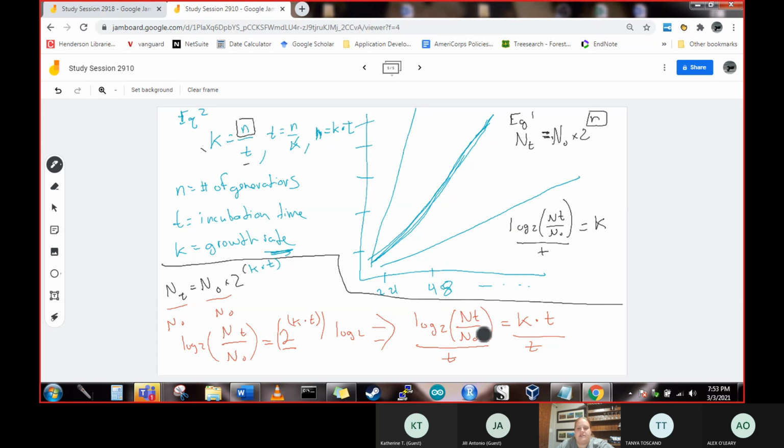Does that make sense? So this is just getting a little bit more theoretical, but it shows that if you knew how much bacteria you had in your sample, and you knew how much bacteria that you started with and how long you grew it for, you would basically be able to solve for the slope of this line.